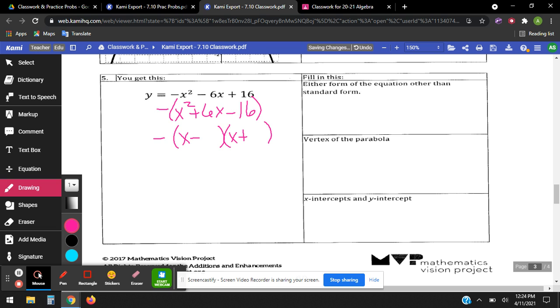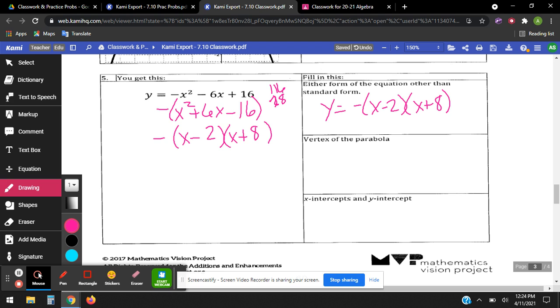So factors of 16 that subtract to get 6. 1 and 16. Nope, that subtracts to get 15. 2 and 8. Oh, 8 minus 2 is 6. So if I have 8 and I take away 2, I get a 6. So y equals negative x minus 2 times x plus 8.